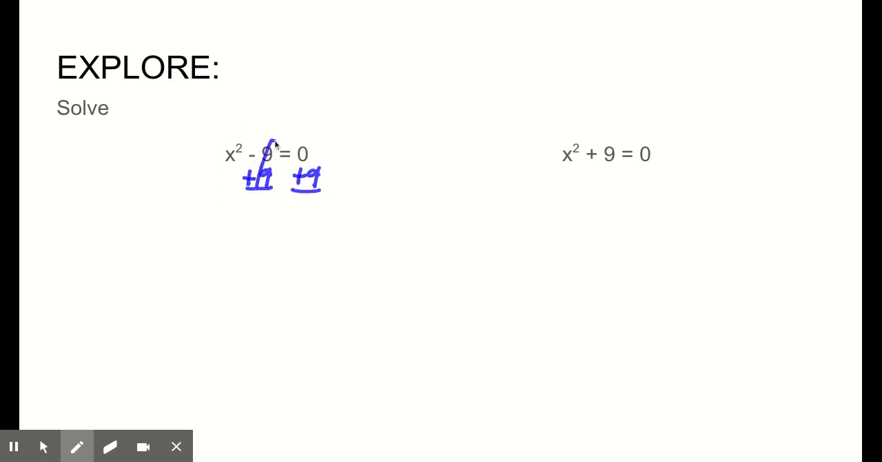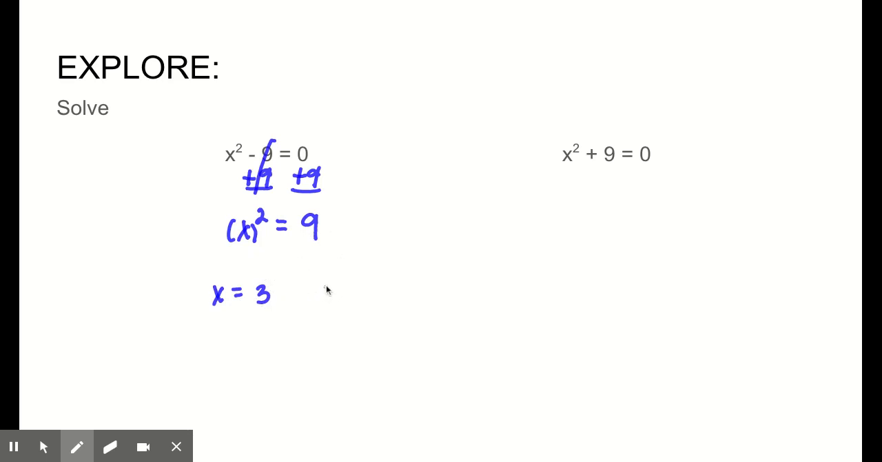So negative 9 plus 9 is going to give us 0. We rewrite this as x squared is equal to positive 9. At this point, I want you to think about it as, okay, we're looking for a number that when we raise it to the second power, it's equal to 9. We know that if we raise 3 to the second power, that's going to give us 9, because 3 times 3 gives us 9.